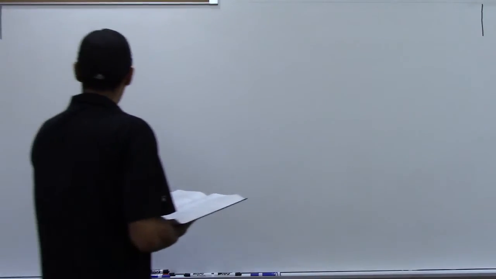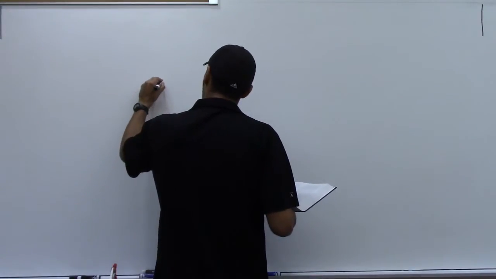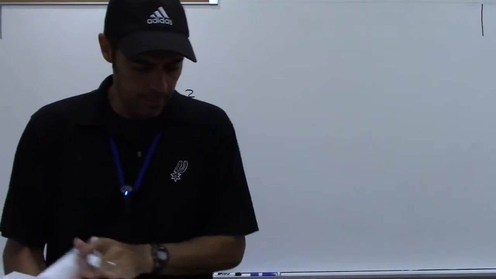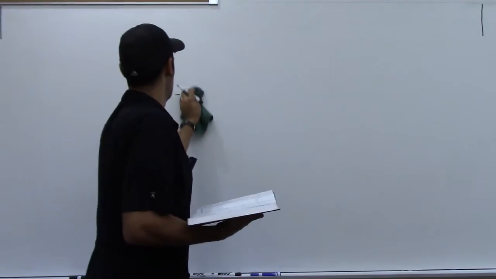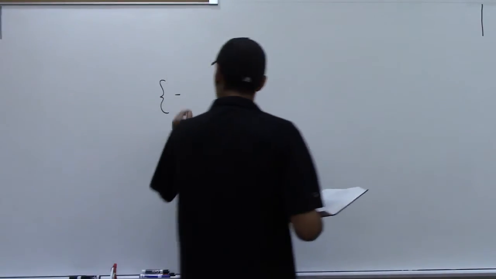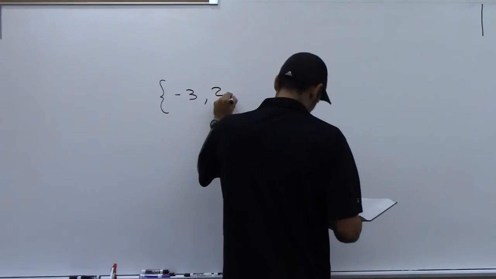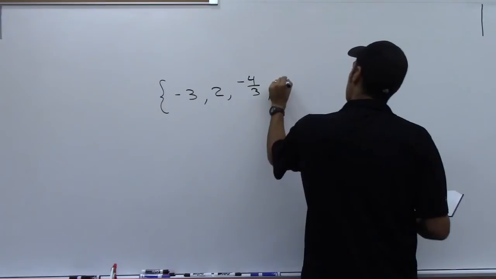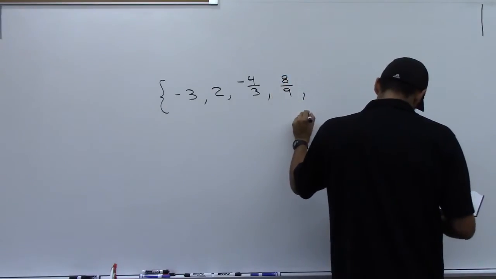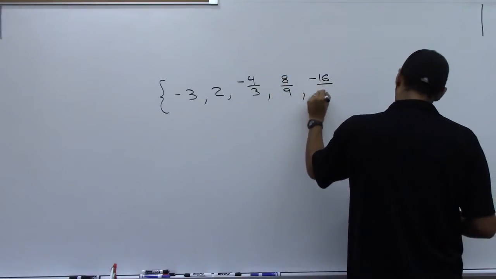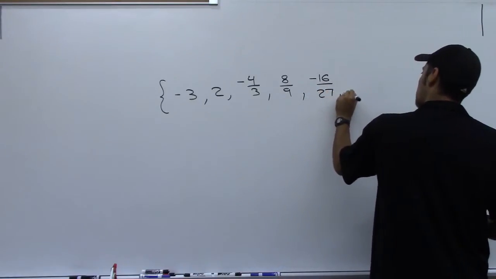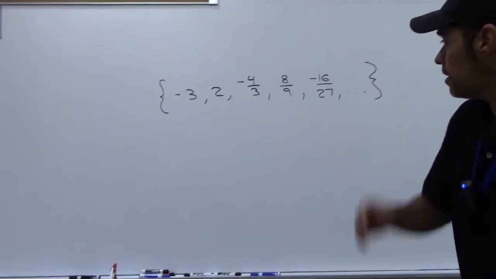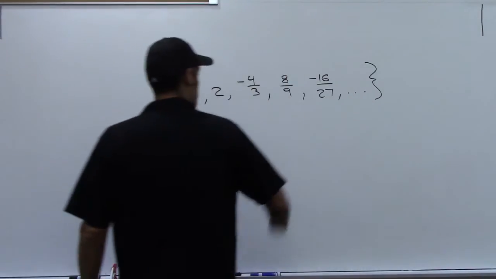I want us to find a formula for the following. So we have negative 3, 2, negative 4/3, 8/9, negative 16 over 27, and so on. All right. Well, the first thing I'm going to notice is that we do have an alternating sequence.